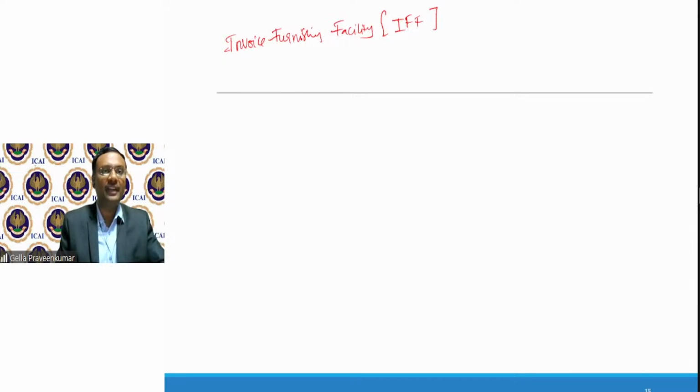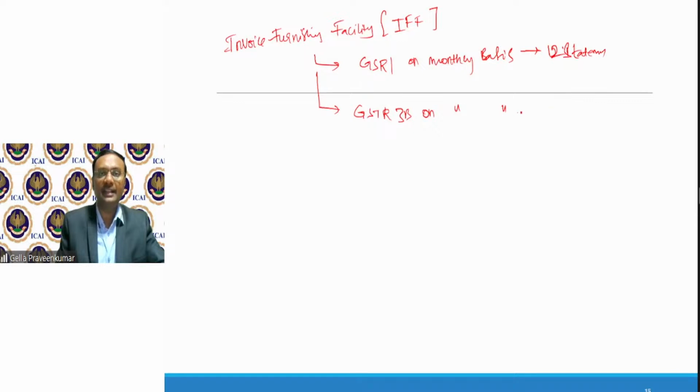They say, we promise that instead of filing GSTR-1 on a monthly basis, and instead of filing GSTR-3B on a monthly basis, meaning 12 returns, 12 statements each, we have come with the IFF where on a quarterly basis, only one GSTR-1 is to be filed.